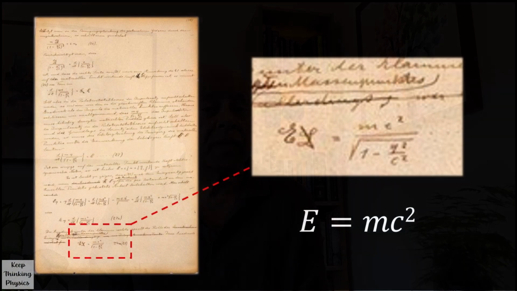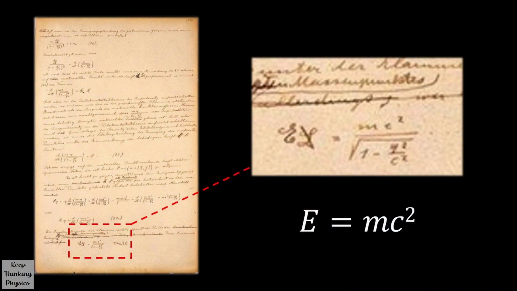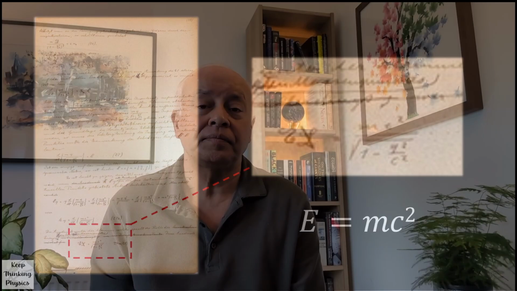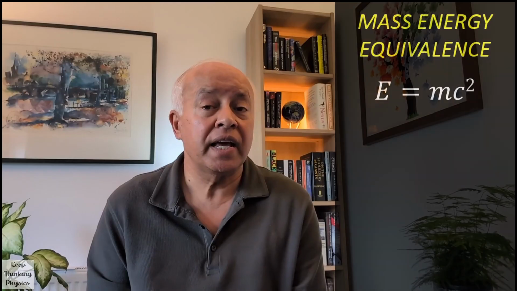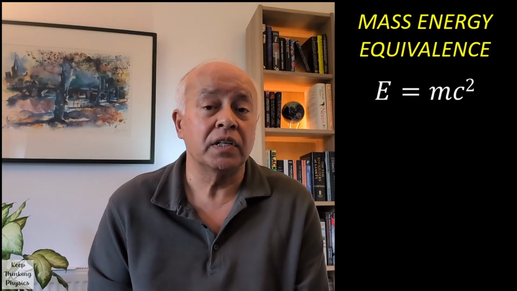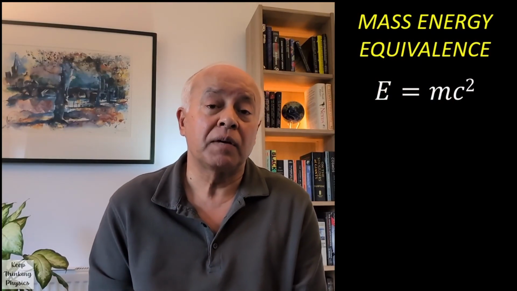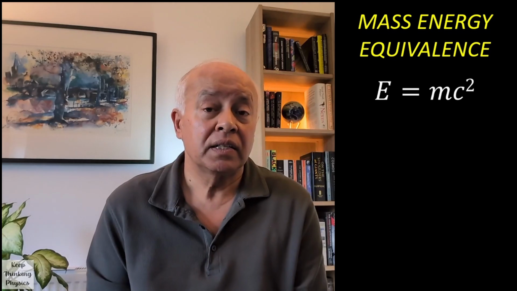After the publication of the mass energy equivalence paper, Einstein continued to work on this idea and derived the equations in many different ways. Later on in some notes, he did actually replace L with E, so we can see the more famous version of the equation with E equals mc squared. So this is mass energy equivalence. The energy of a body is equivalent to its mass multiplied by the square of the speed of light.